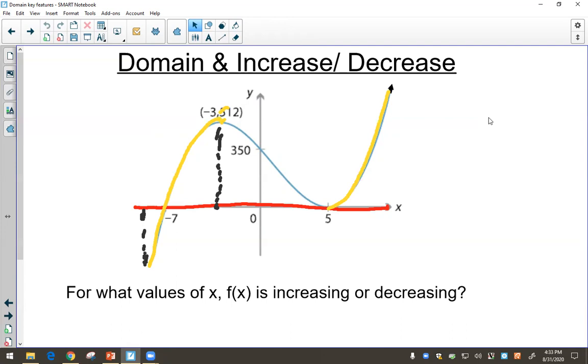Okay, cool. All right, so remember there was an arrow on this graph. The fact that we have the arrow for your x values means it would go on forever. So this is the domain that represents increase. Let me show you how to write your answer.